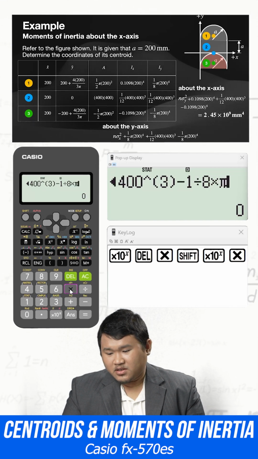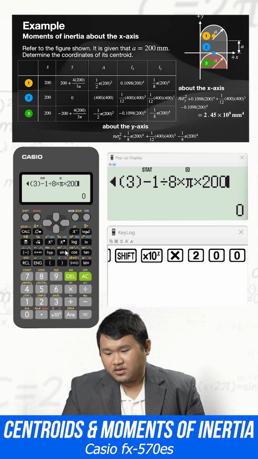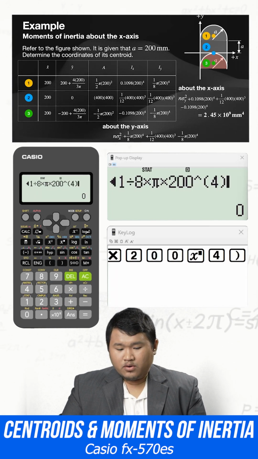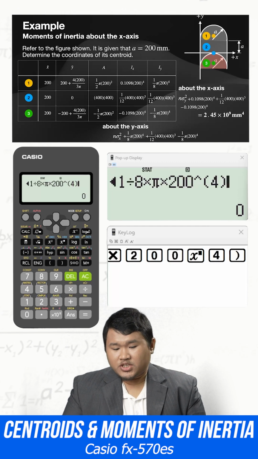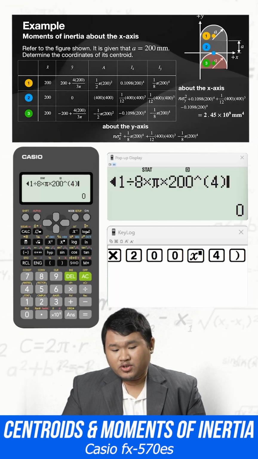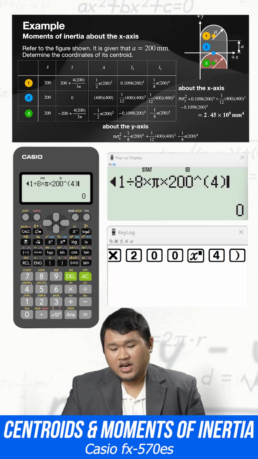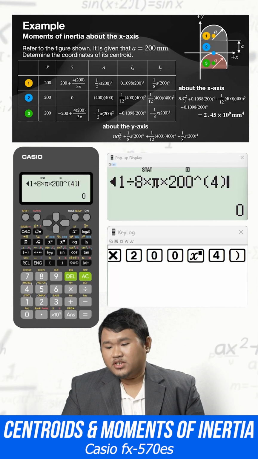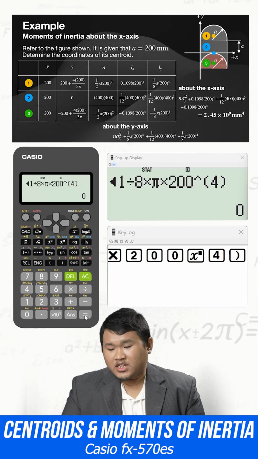times 200 raised to 4. Okay, now you can make this easier if you notice that the moment of inertia of the first and third shapes cancel, they add up to 0. So you only need to input the second shape and then make the calculation easy. But nevertheless, the same result.